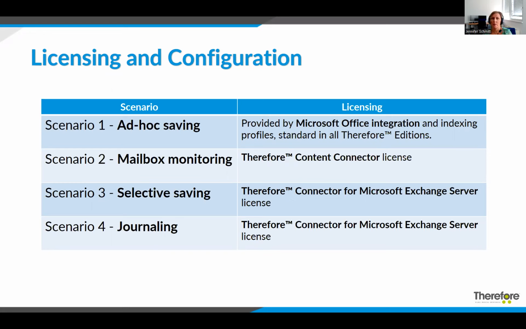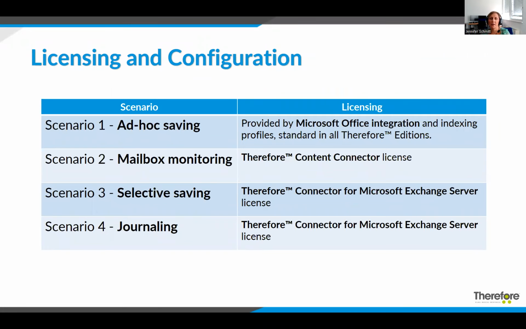Scenario 2, this was where we had emails from a specific mailbox or a folder in a mailbox, orders@moyaware.com, for example. That is called mailbox monitoring. That is where the Therefore system monitors a certain mailbox or a folder of the mailbox, and it saves all those emails automatically with no user intervention to Therefore, and that is called mailbox monitoring. For that, you need to purchase the Therefore Content Connector license.